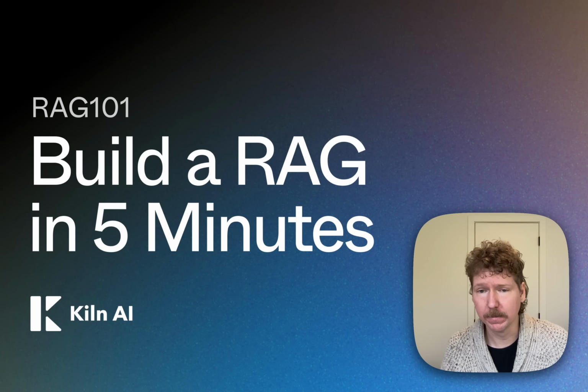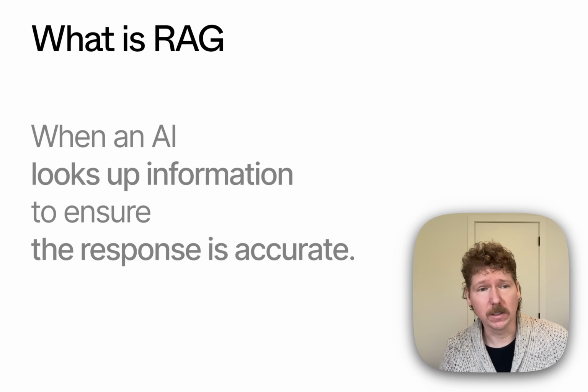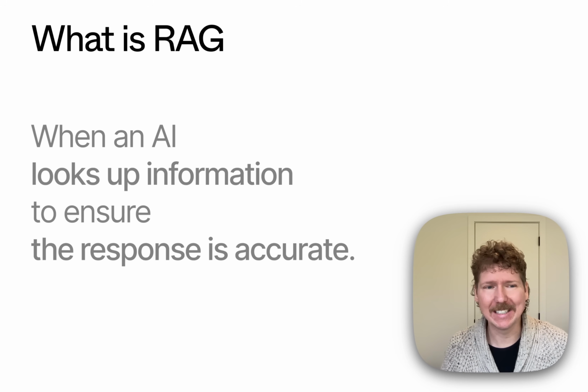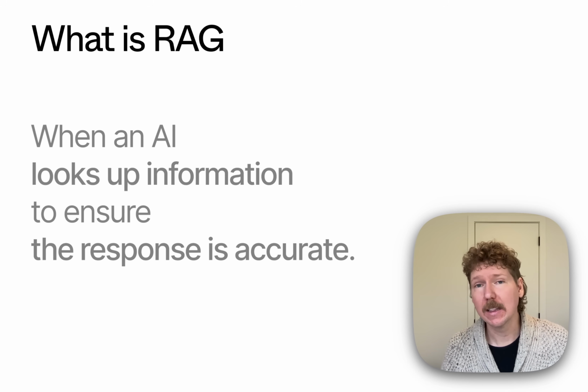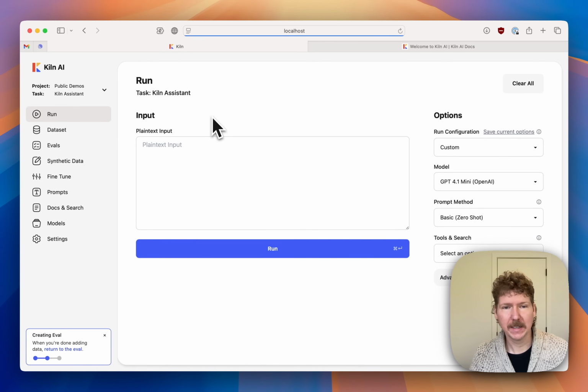Let's jump right in. First things first, what is a RAG? Well, in the simplest terms, a RAG is when an AI system looks up information to ensure its response is accurate. Let's look at a little example to show why that's needed. Inside the Kiln AI app, I've built a simple Kiln Assistant task which answers questions about what Kiln can do and how it does it.